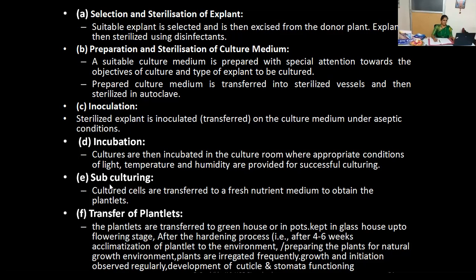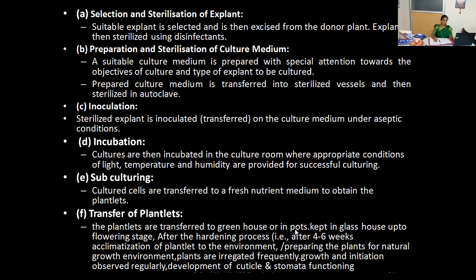Then we can go through the subculturing. Here, cultured cells are transferred to a fresh nutrient medium to obtain further plantlets. Then, ultimately, we go through the transfer of plantlets to the greenhouse or the net house. The in vitro plantlets are first washed when we take them from the culture room.